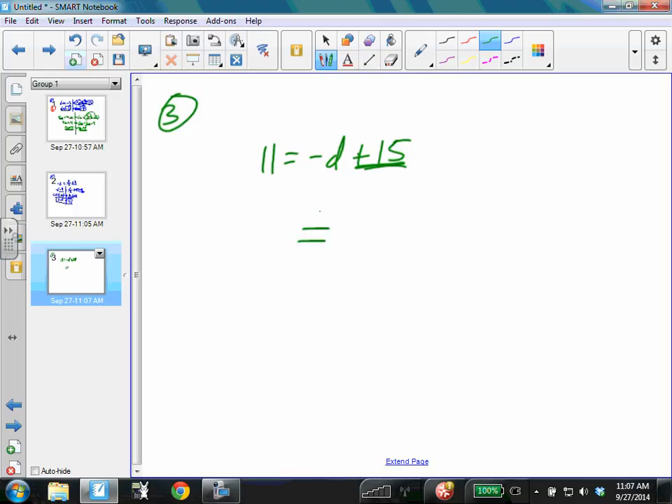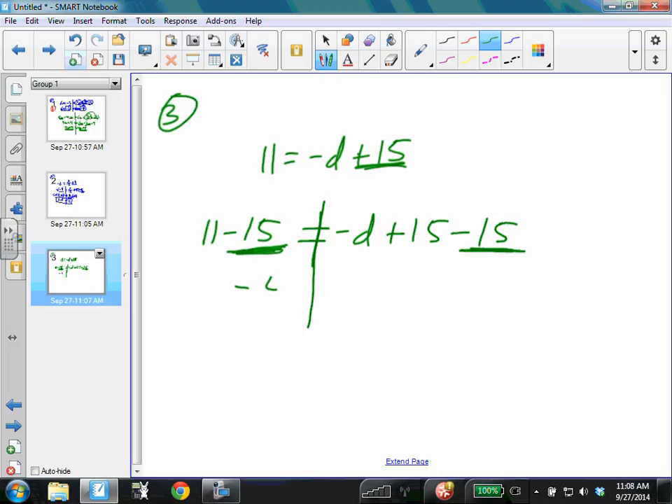So here's my equal sign. The 11 was already over here, but I'm going to add in negative 15. So that's new. Negative d plus 15 was already there. And then I'm going to include now this negative 15. So you can see I put this negative 15 on both sides of the equal sign. And so on the left-hand side, 11 minus 15 gives us a negative 4. Will be equal to negative d. And then the positive 15 and the negative 15 on the right-hand side of the equation cancel each other out.